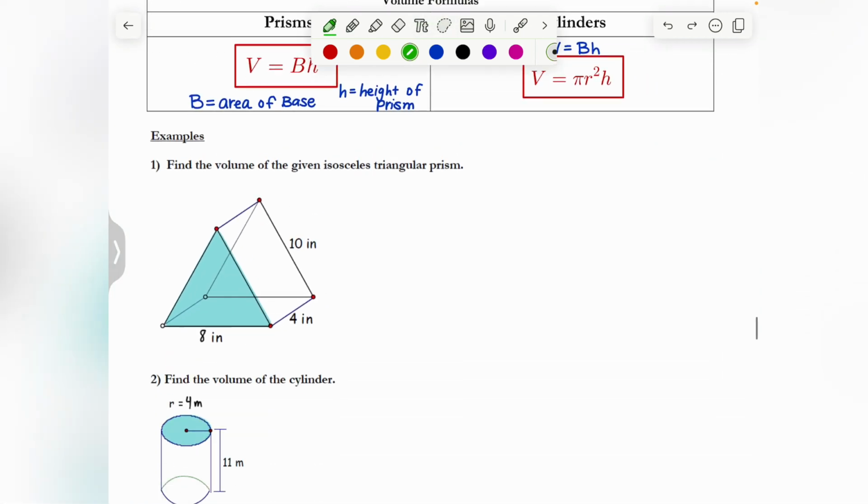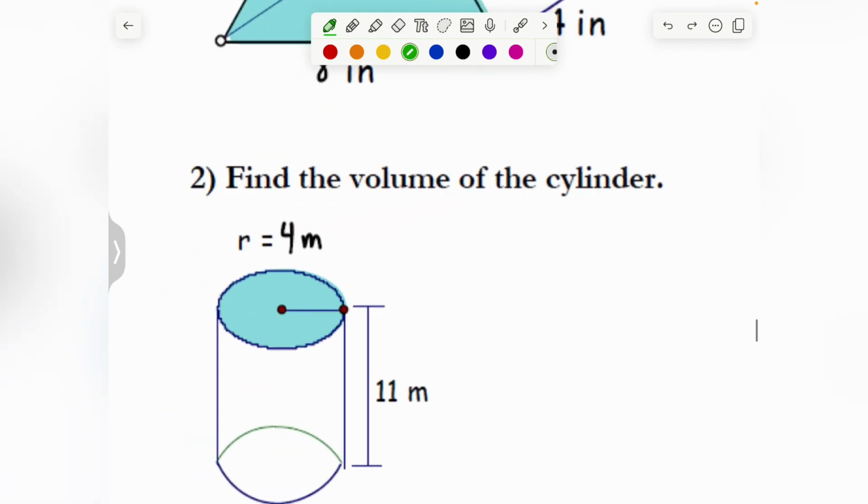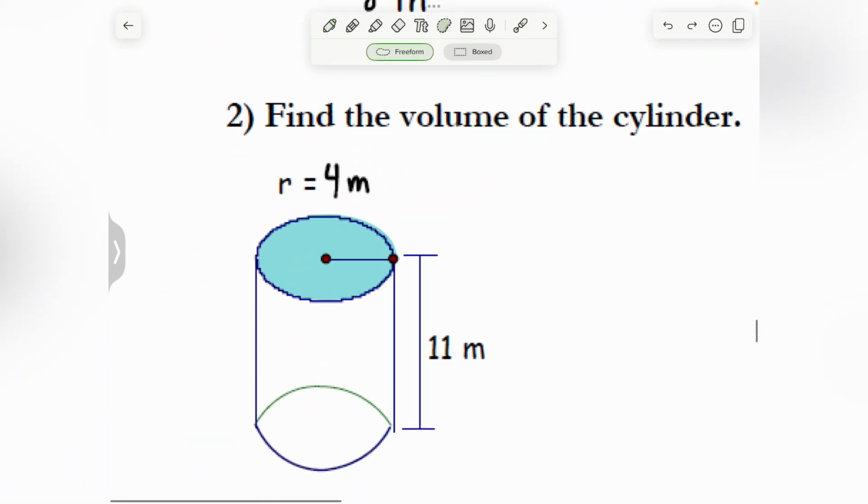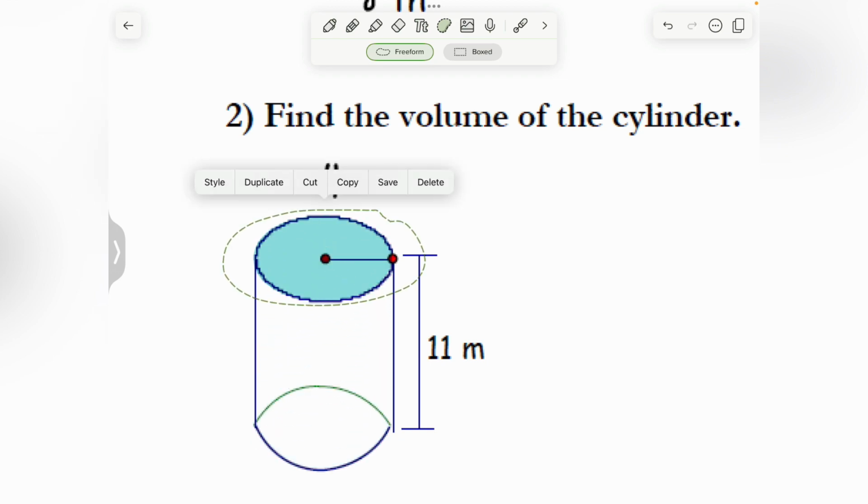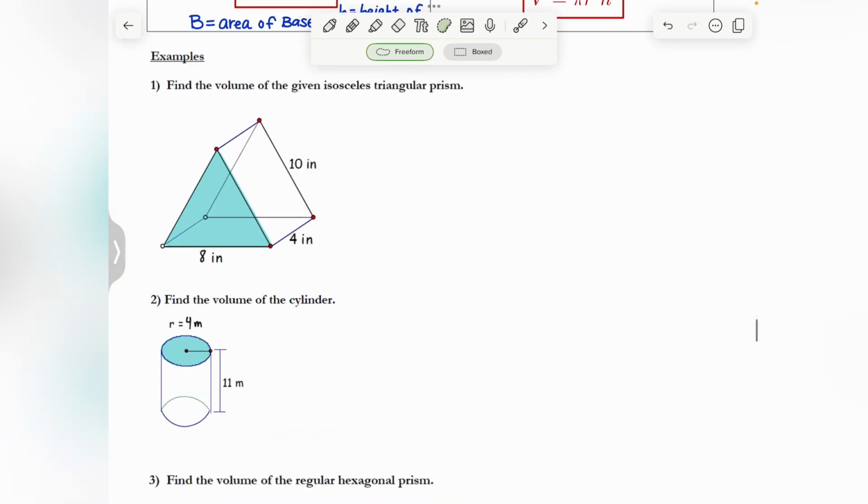So in the second example, imagine filling up that circle at the top. That's one of your bases. Filling it up and then multiplying it times the height. So we just take that base and we fill up the entire object by multiplying it by the height. So let's do these first two examples.